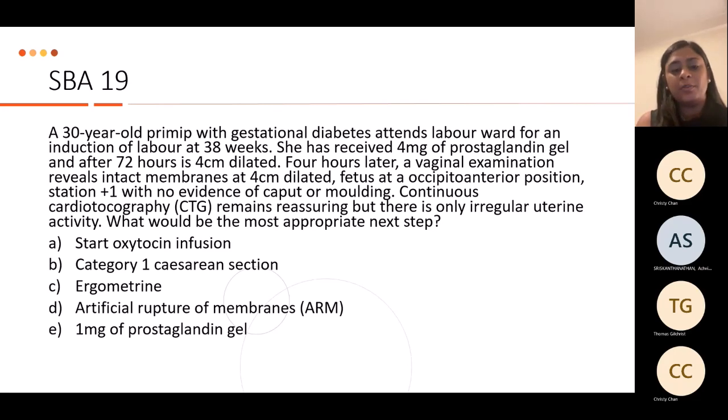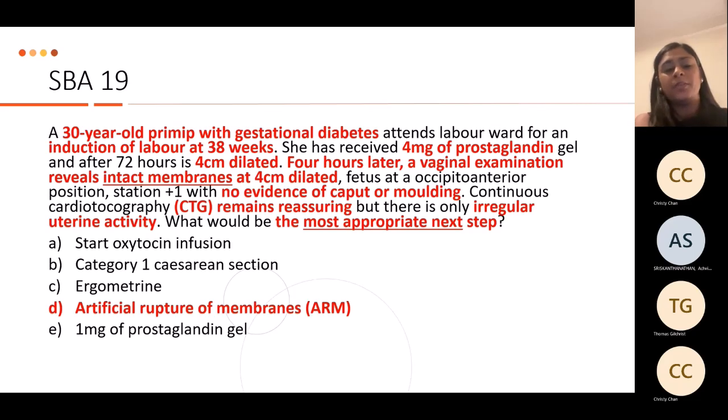So I think most people didn't quite get this. The reason why it's an artificial rupture of membranes in this case is because it's asking you what's the next most appropriate step. She's 4 centimetres dilated and 4 hours later, she's still not progressed. Her CTG is reassuring and there's no evidence of fetal concerns. But we do want to get the labour to continue because she's only having irregular tightenings. So the best way to do that is actually by breaking the membranes.